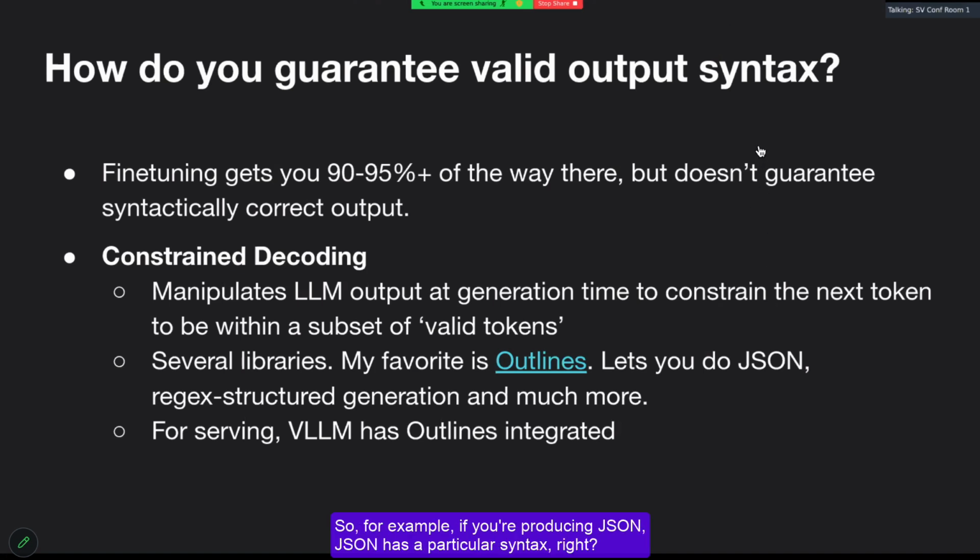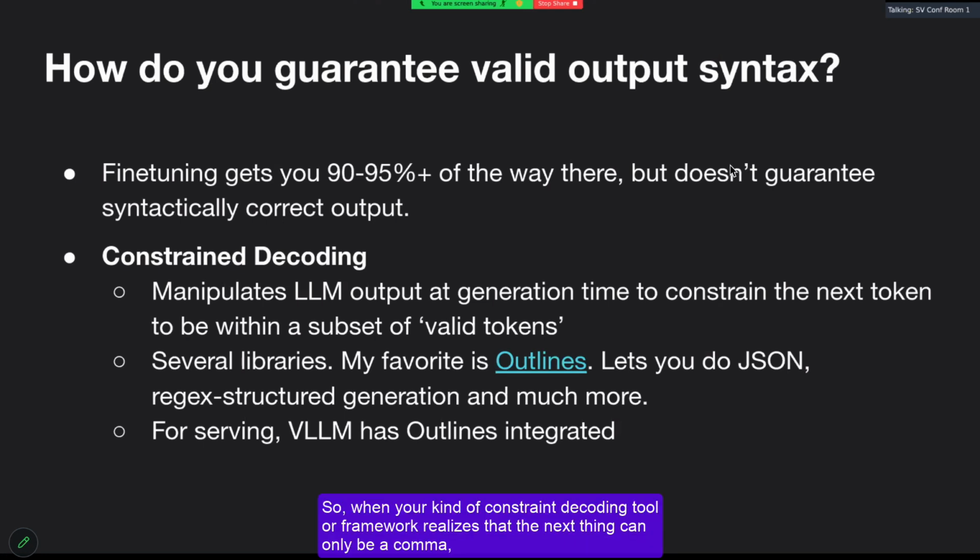So for example, if you're producing JSON, JSON has a particular syntax, right? There has to be a closing bracket at a certain place. There has to be a comma at a certain place. So when your constrained decoding tool or framework realizes that the next thing can only be a comma or a closing bracket, it sets the probabilities for the next token to be anything other than those to be 0. So the LLM is forced to produce output that way.